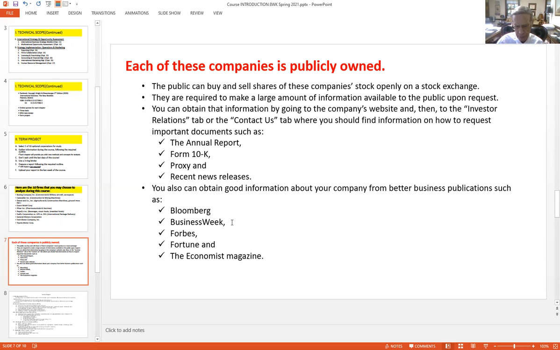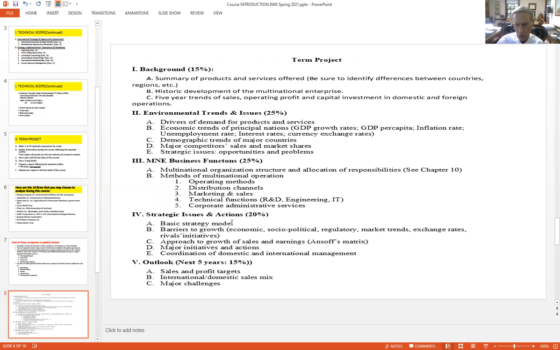Anyway, the magazines or journals at the bottom of this slide are all excellent. If you can find an article on your company in those publications, the information you get will be reliable and readable. This is an outline for that term project, and it's a little difficult to read.